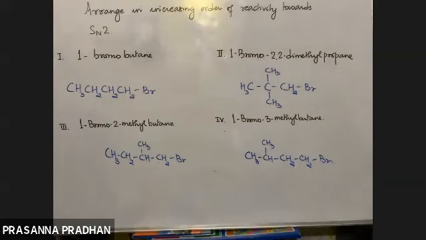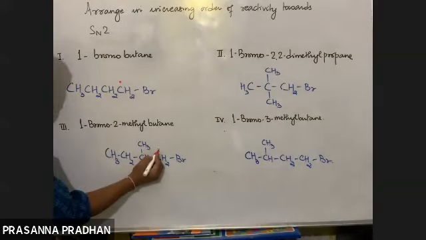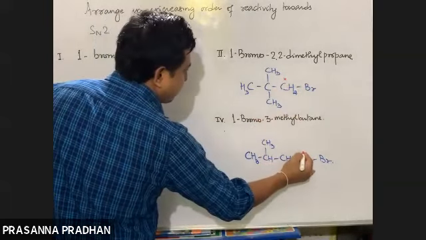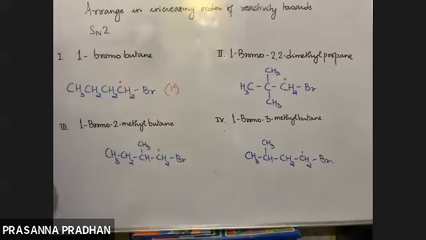Here the nucleophile is going to attack this carbon, in each case. Now tell me, number 1 alkyl halide, which category does it come under? 1 degree, 2 degree, or 3 degree? It is an example of 1 degree. What about the second one, guys?